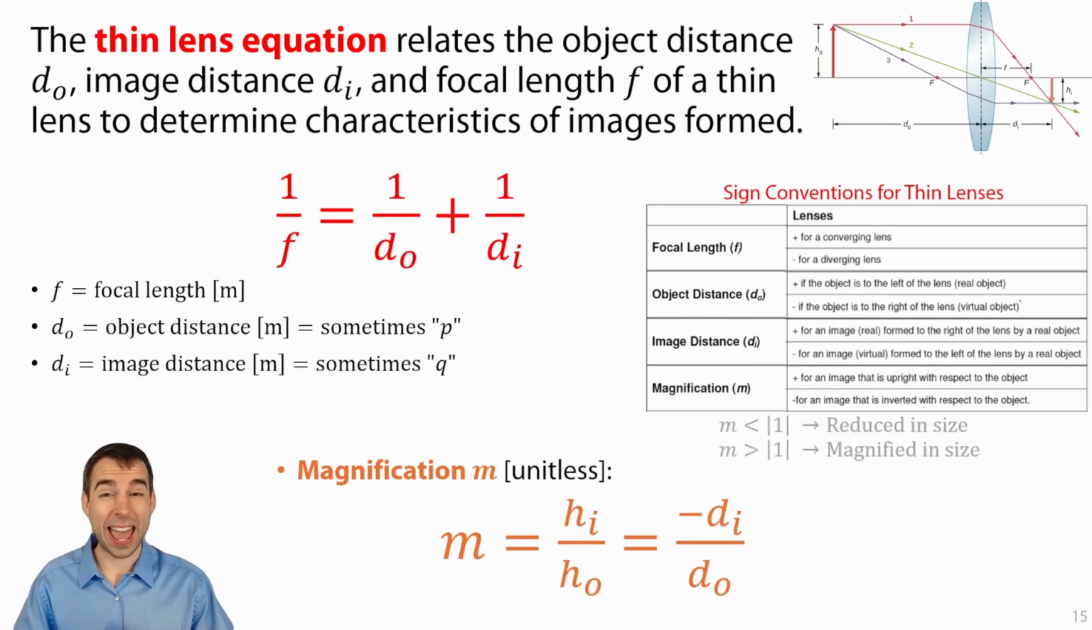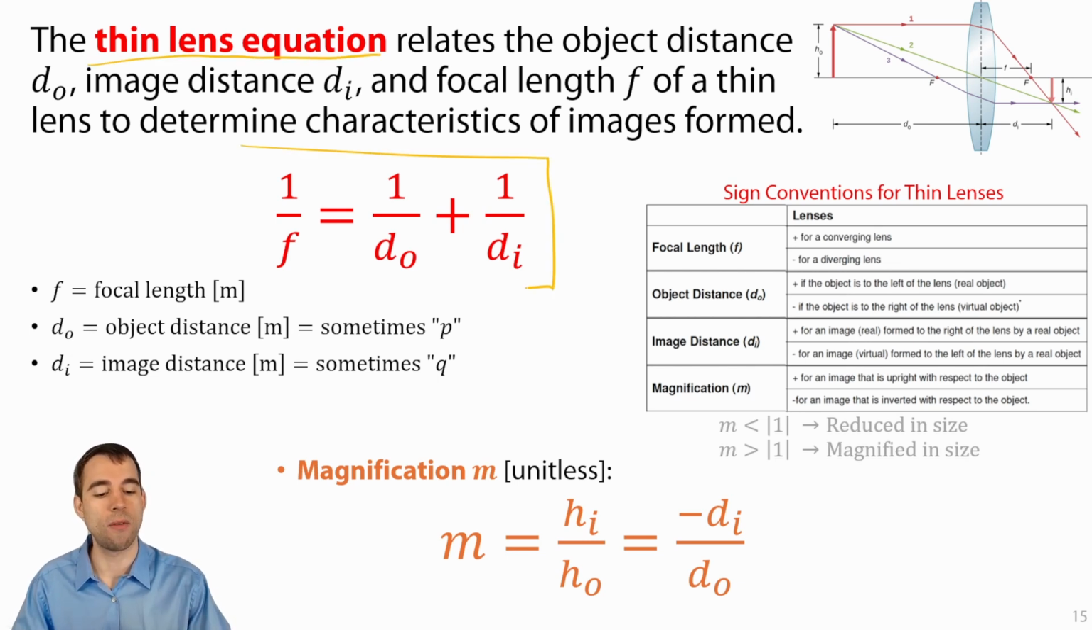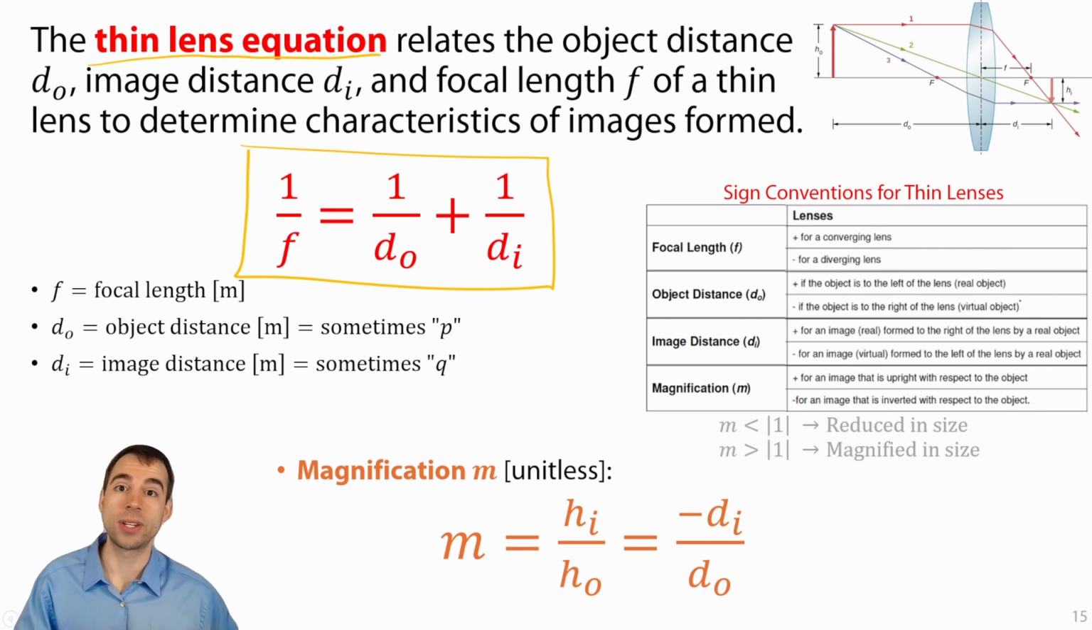Now, thin lenses actually obey the same equation as the spherical mirror equation. The thin lens equation says that 1 over the focal length equals 1 over the distance of the object plus 1 over the distance of the image. And we have similar sign conventions for thin lenses. They're not quite the same, but they're similar.